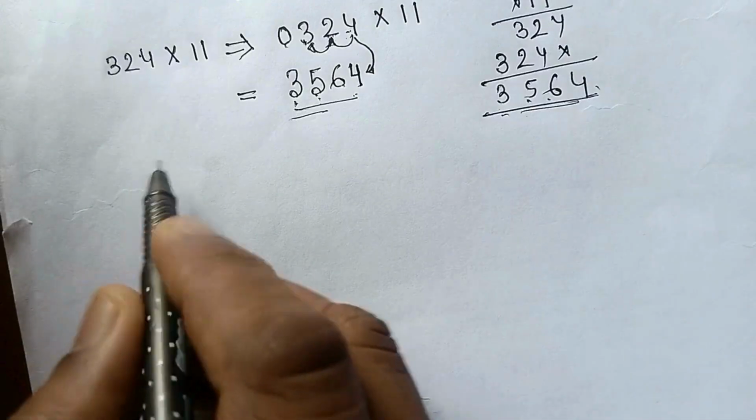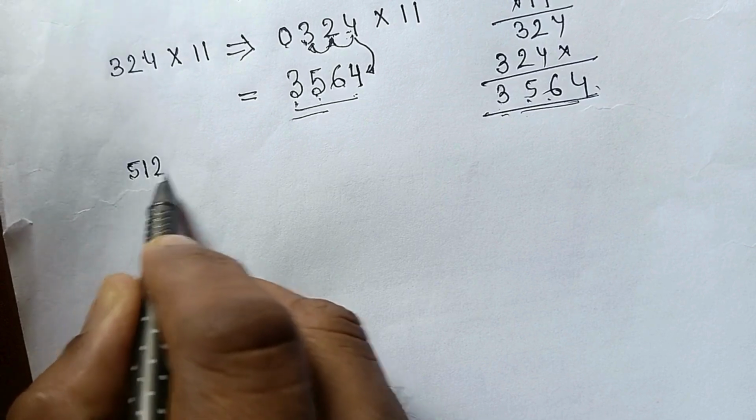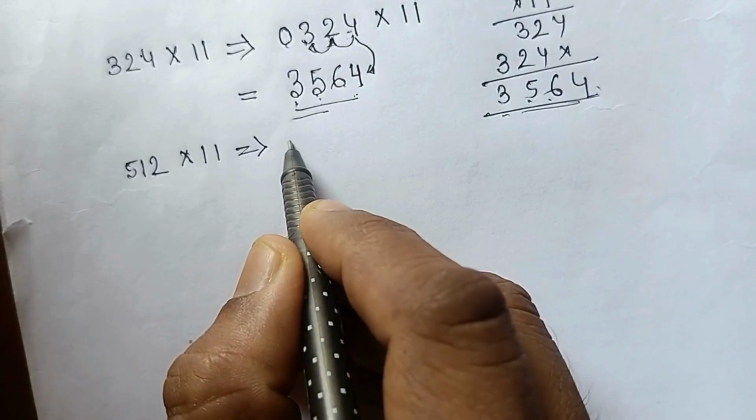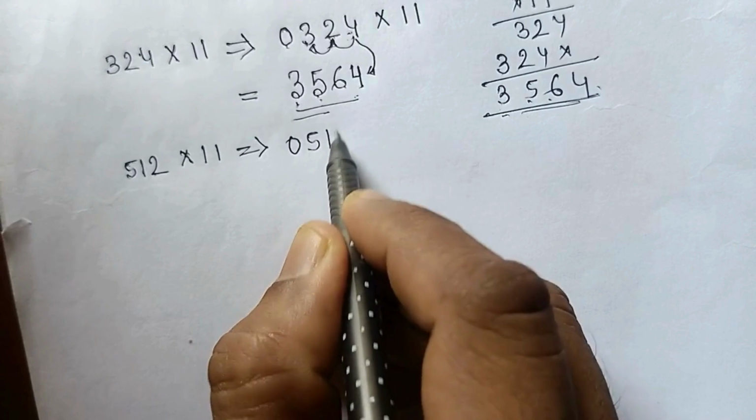If we want to multiply 512 by 11, we write it like this: 0, 5, 1, 2.